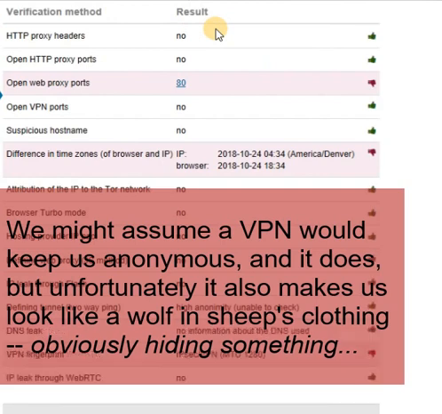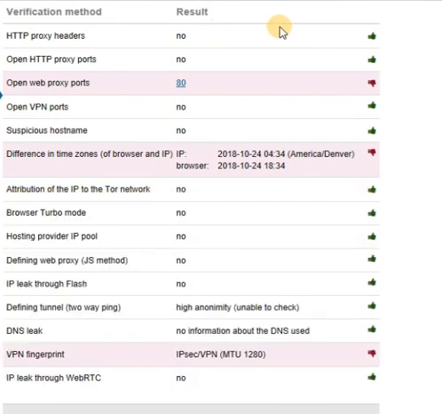Now, normally, what I would be trying to do here is use the VPN to mask my IP address. And the results that we see here show us that my IP address has been masked and replaced with another one, which is coming out of a server in Denver, Colorado. However, the problem with these results is that they indicate that I'm doing something suspicious to achieve that result. As you see here, I have an open web proxy port.